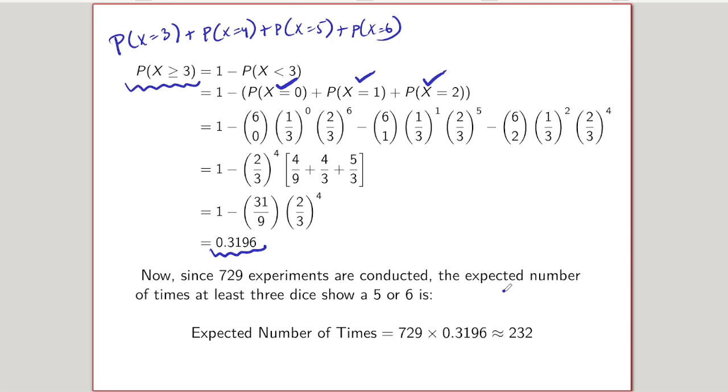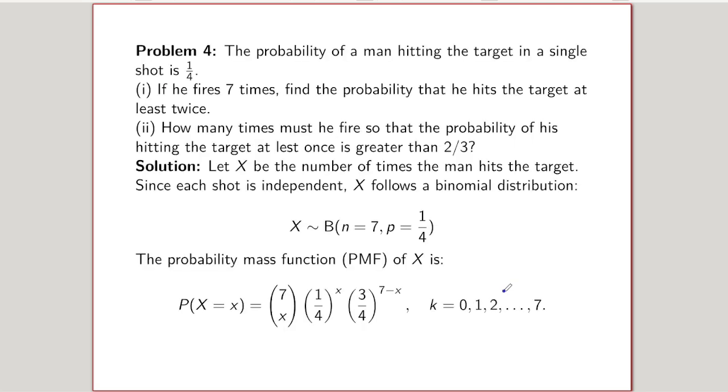But the number of times the experiment is repeated is 729. So we are going to multiply 729 with our probability of success in one experiment, so that we get our total answer as 232 times. So among 729, at least 232 times we will be able to get 5 or 6 in a minimum of 3 dice. So that's the question. We have to understand the difference between 729 and 6 in this problem. That's why this is a very important question in binomial distribution.